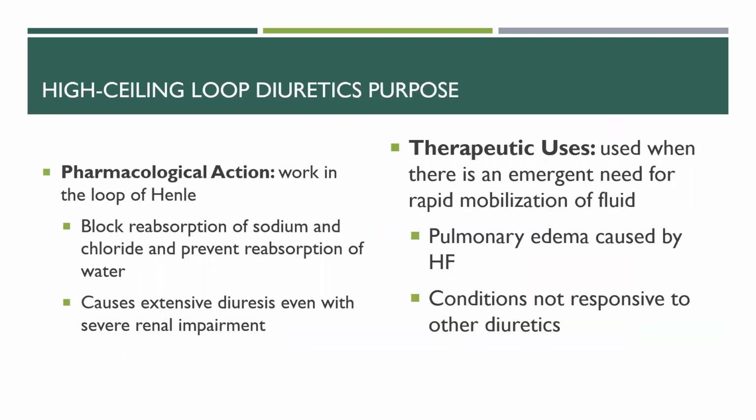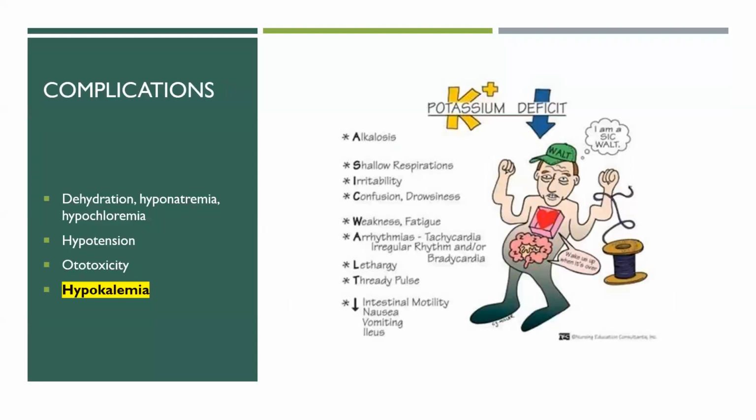Therapeutic uses: it's used for emergent need for rapid movement of fluid, pulmonary edema caused by heart failure, and conditions that don't respond to other diuretics. Think about it this way: if I'm losing a bunch of fluid, what am I going to be worried about? Dehydration, hyponatremia, hypochloremia, because we're losing sodium, we're losing salt. That's sodium chloride, so we're losing both those things. Hypotension: if I have a big decrease of fluid, my pressure is going to drop.